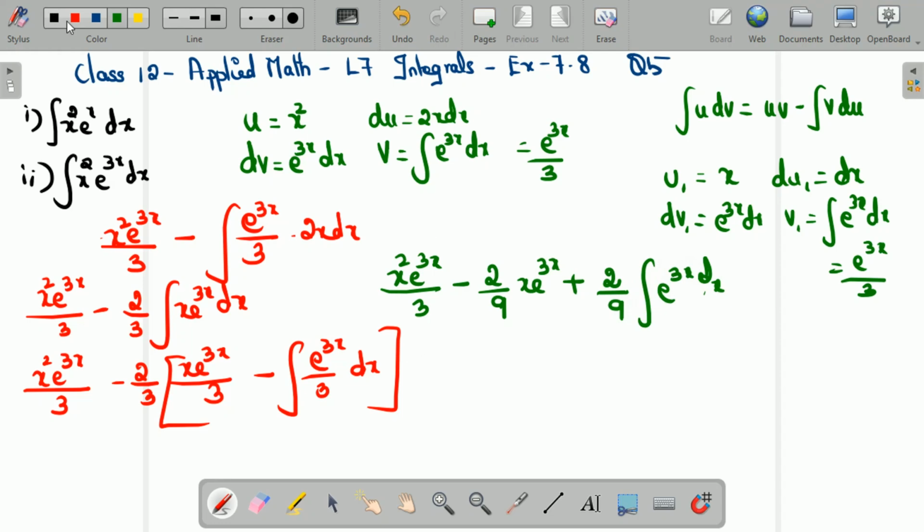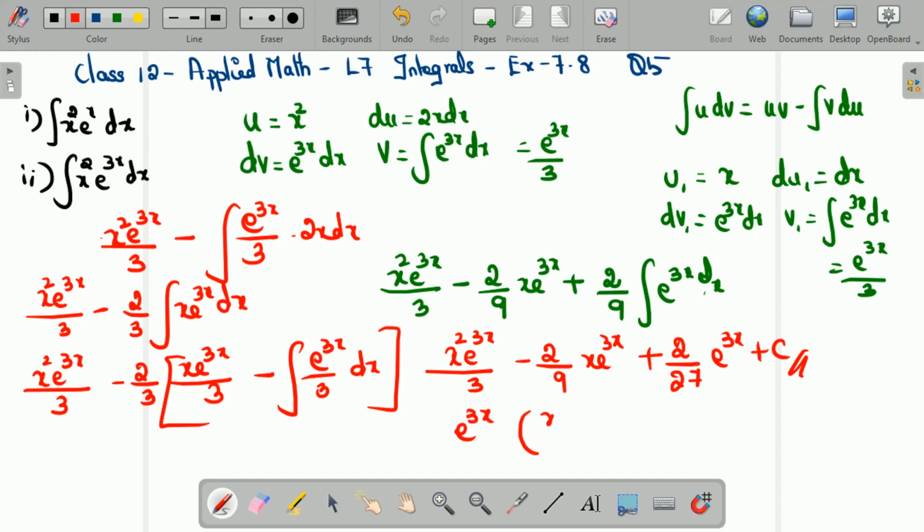Now the last part we will perform the integration. So this is x squared e power 3x by 3 minus 2 by 9 x e power 3x plus 2 by 9 into 3 will be 27 e power 3x plus c. We can take the e power 3x outside. So e power 3x into x squared by 3 minus 2 by 9 x plus 2 by 27 plus c. You can take it on LCM and then bring the 27 outside. That's also fine, or you can just leave your answer like this.